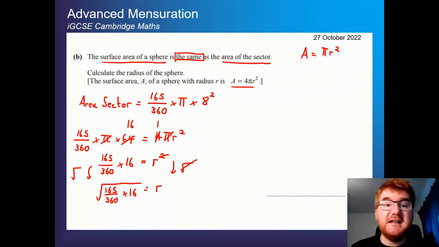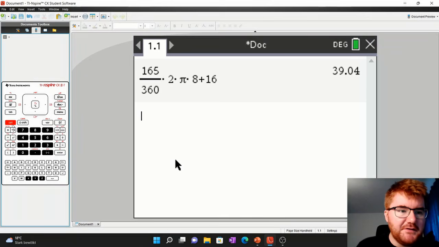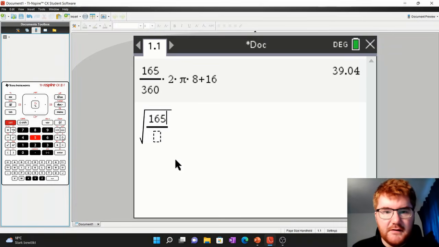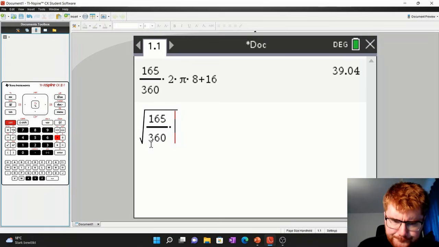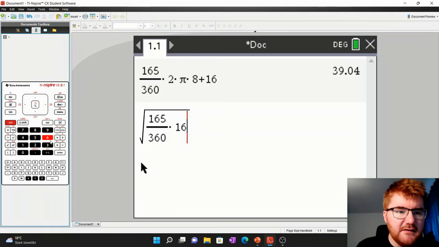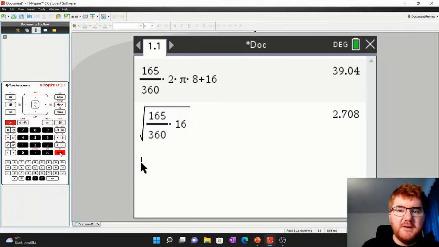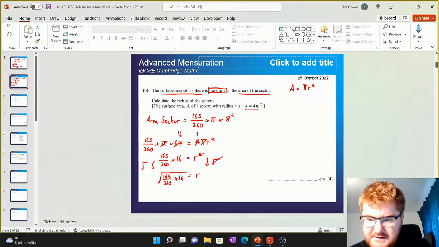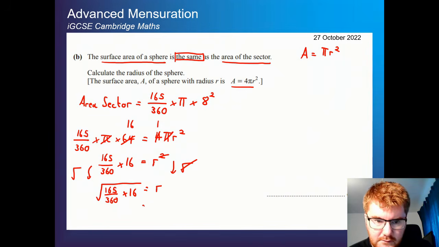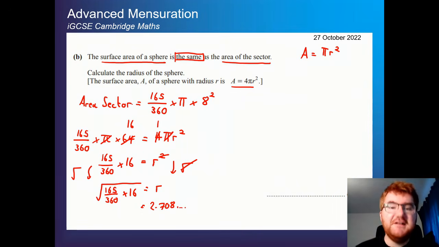So let's go to the calculator and see what it is. So we're going to have a square root, and we've got a fraction here. 165. I mean, you could do some simplifying to make this easier to type into your calculator. And then we're going to multiply that by 16. Press enter. And then we get our answer of 2.708. So let's write that down. 2.708. And generally, I'm going to be rounding here to 1 or 2 decimal places.